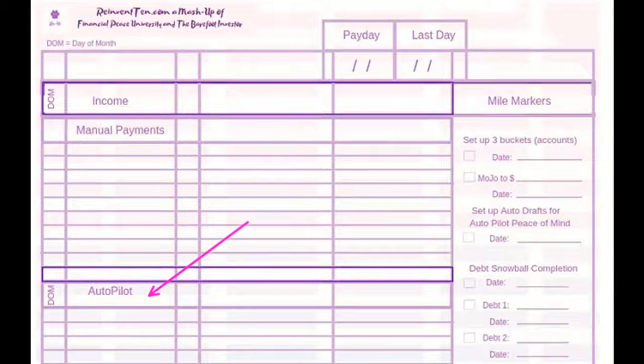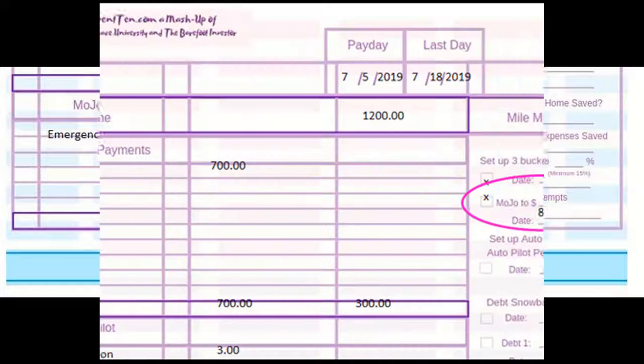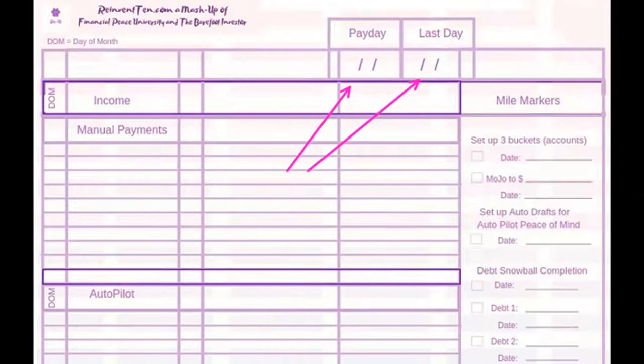It will go here. The second account listed on your journal side comes from the Barefoot Investor's autopilot account. These payments can be set up to auto draft on the same day of each month, and their amounts can be determined at least 14 days in advance. The final account is a general savings account, which can be nicknamed at your bank as Mojo, but will have different purposes throughout this plan. Once you set up the accounts, put a check mark in the box and the date beside it.